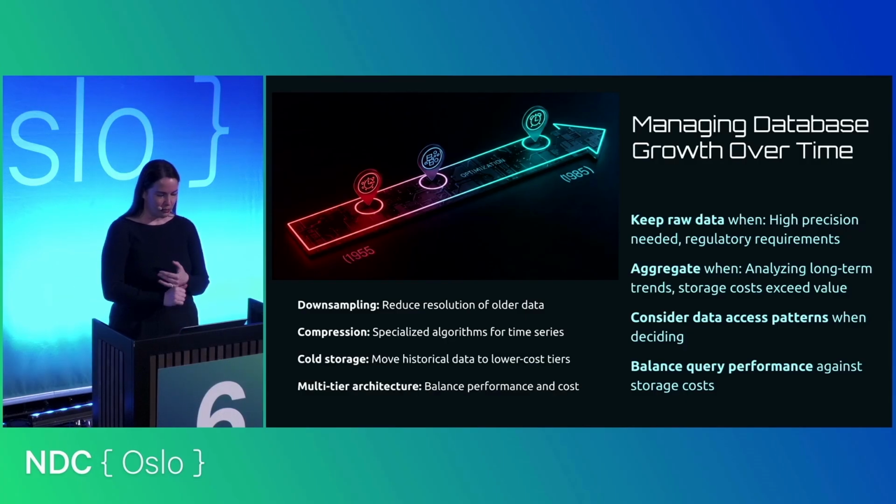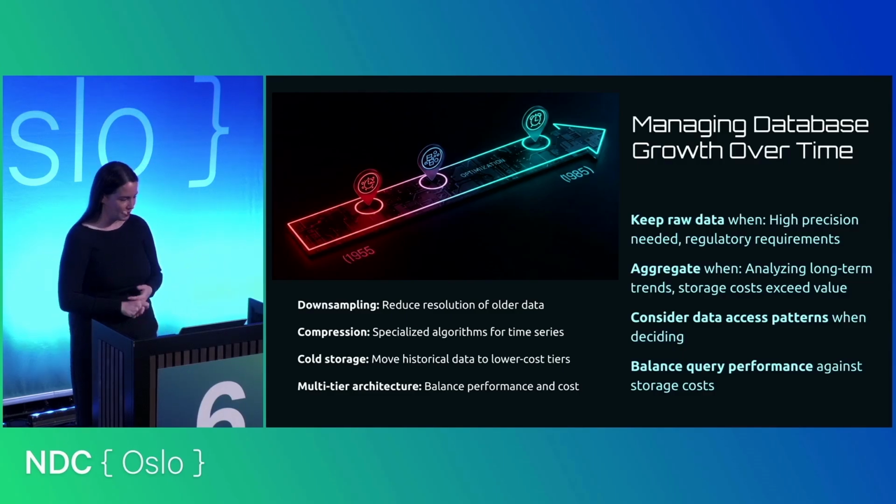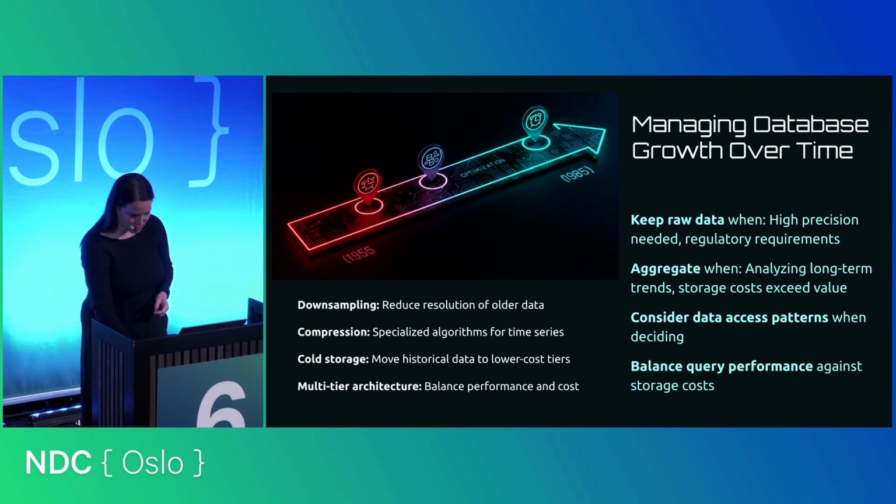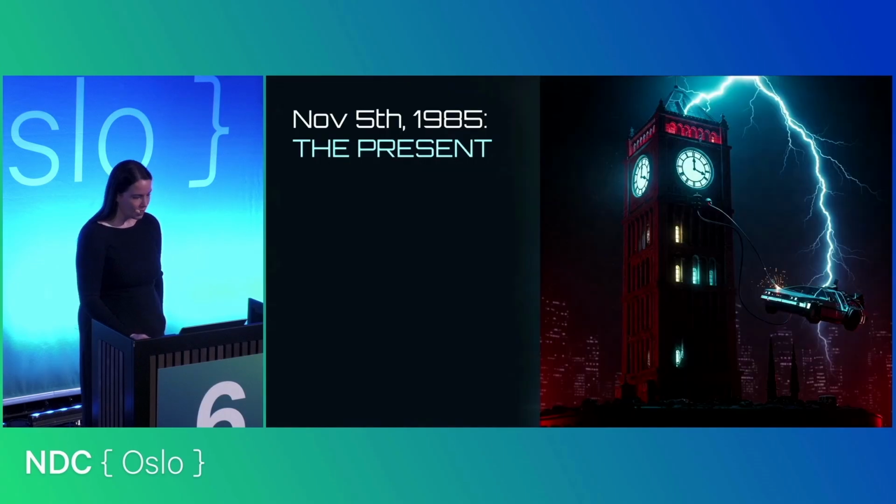And of course, downsampling is the reduction of the older data. Compression we went over. Cold storage, you know a little bit about that, and just balancing the cost of multi-tier architecture, okay? So this is a different way to think about how to balance it. All right, so that's some of the historical stuff.